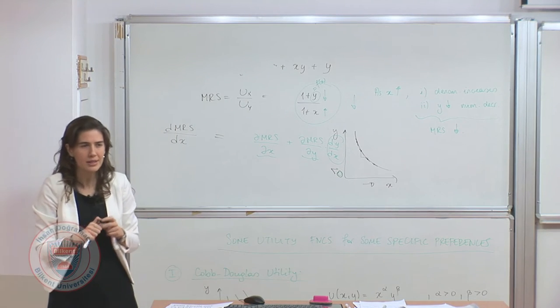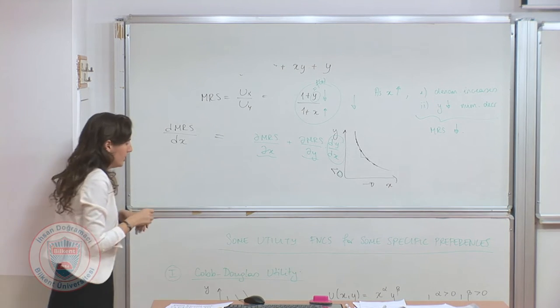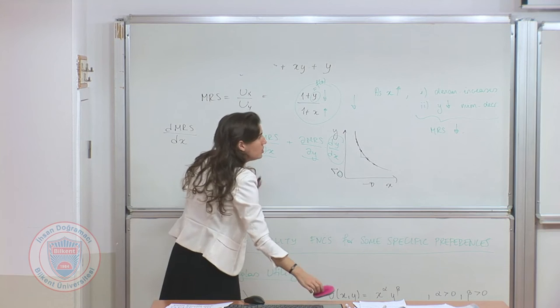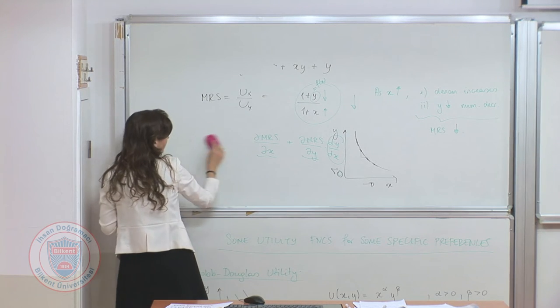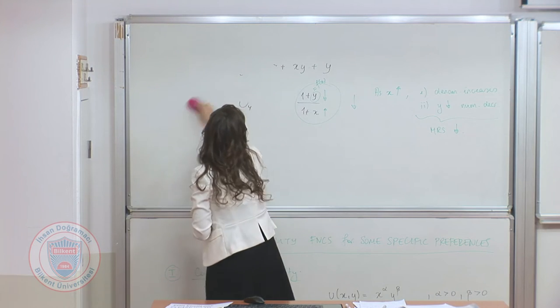So we know that along the indifference curve, this is what you use, okay? But as I said, for me, you don't have to do that. The way we did it is actually perfectly fine, okay?